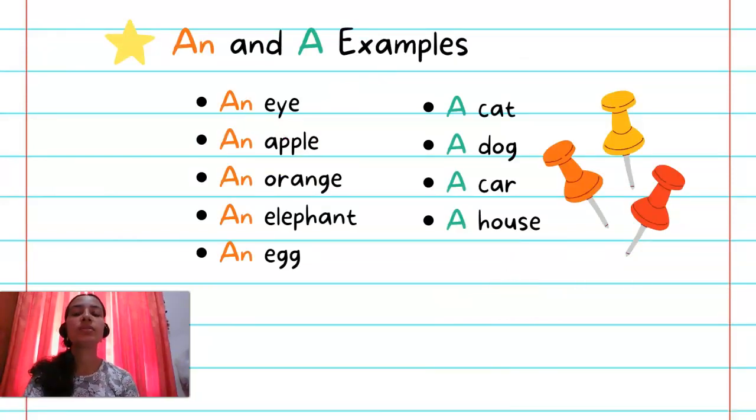Let's remember some examples. An egg, an apple, an orange, an elephant, an egg. A cat, a dog, a car, a house.